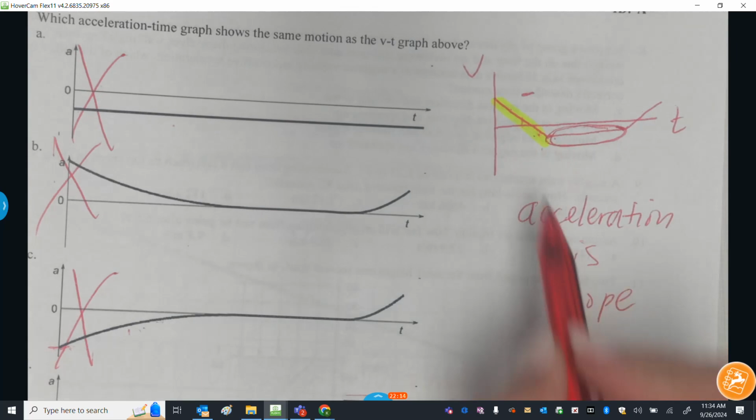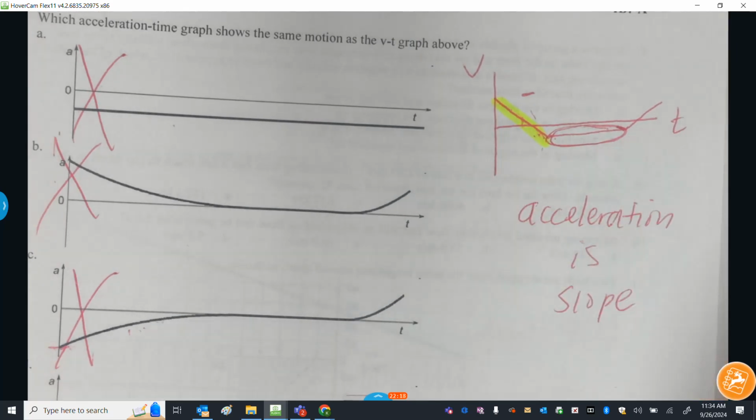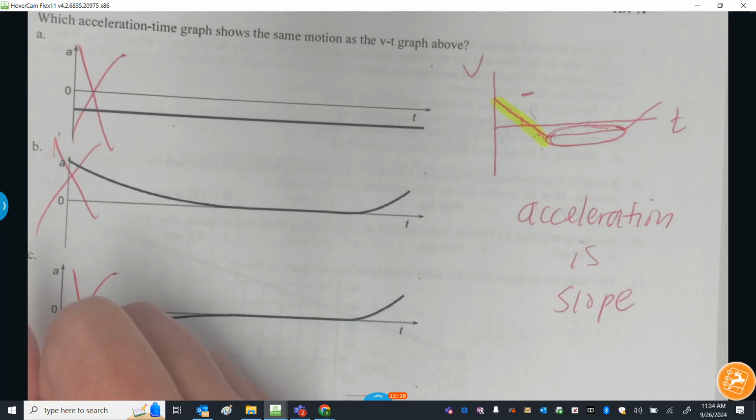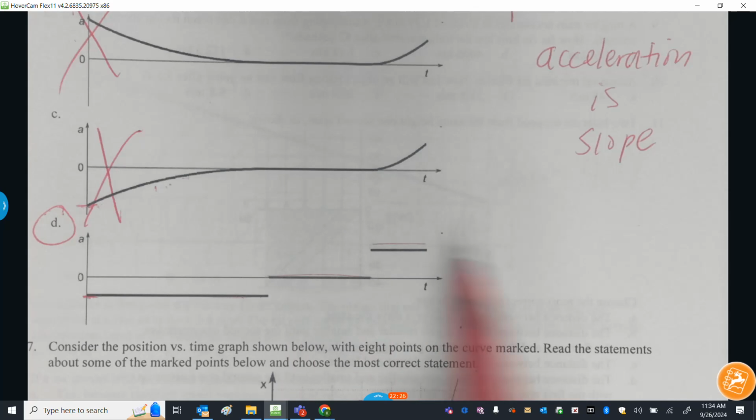And look at my slopes. Constant negative slope, straight line. 0, constant positive slope, it's a straight line. The answer to number 6 should be D. I just realized y'all couldn't see what I was doing. Okay, but there's my constant negative, my 0, my constant positive. Questions about number 6?